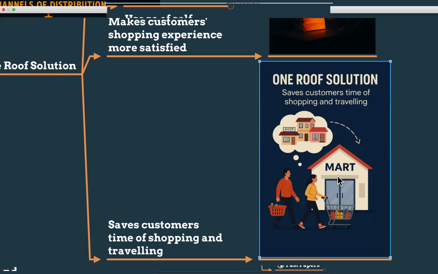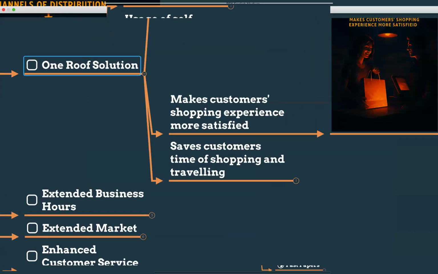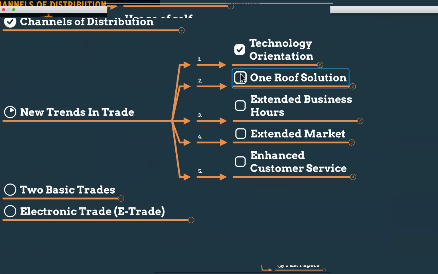So Cargills Food City has everything. In areas like, I can remember, Galle area. I don't think other local areas have those facilities. But if you go to Cargills-type food cities, they have even a bar to buy liquor. They have the pharmacy, right? Everything. So it saves customers' shopping and traveling time. That is one roof solution, which is a trend, right?